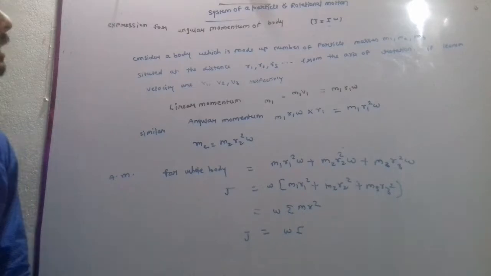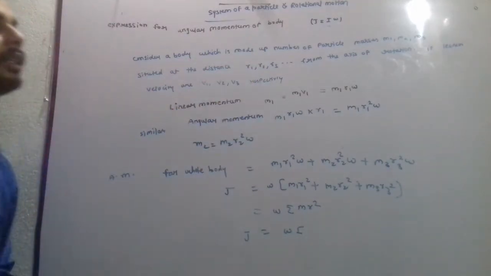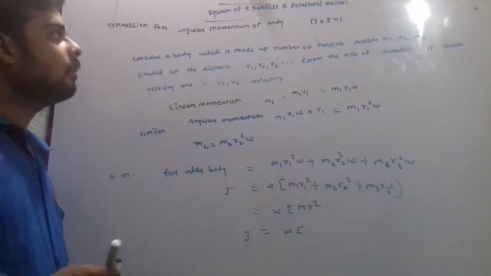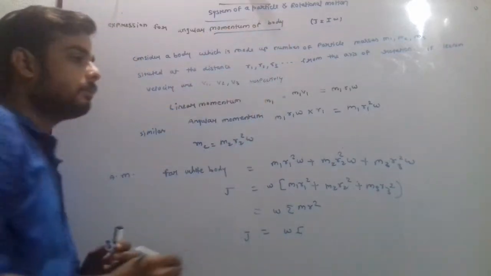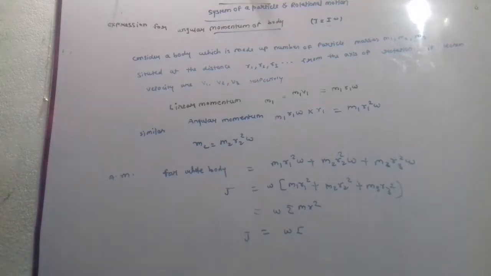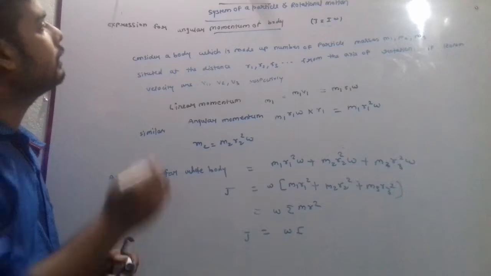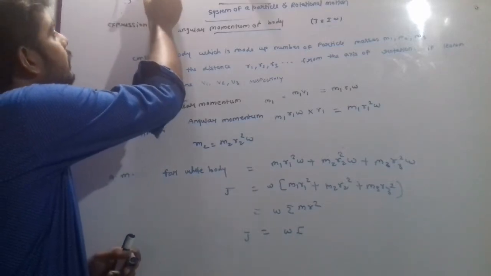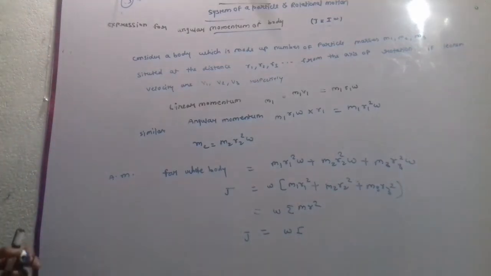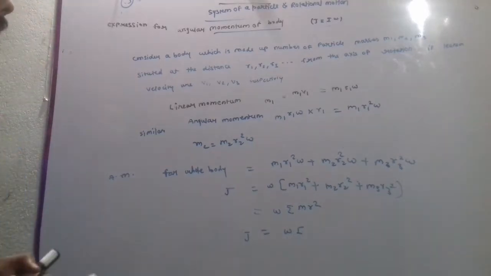Now we will study the next video related to the system of particles and rotational motion. Here we will see the expression for angular momentum of a body. Also, the examiner can ask you to prove that angular momentum equals the product of moment of inertia and angular velocity, which is J equal to I omega, where J is angular momentum, I is moment of inertia and omega is angular velocity. So how can we derive this?